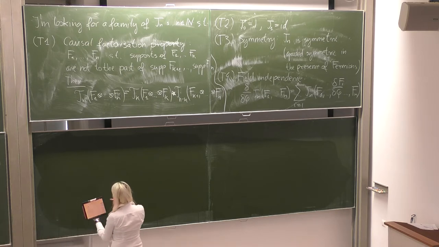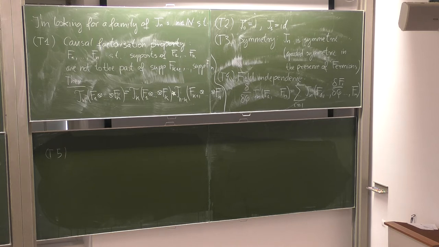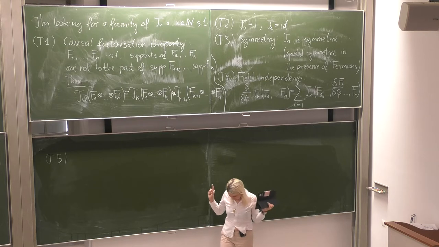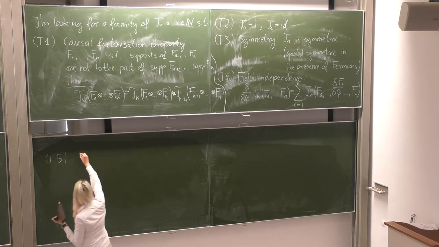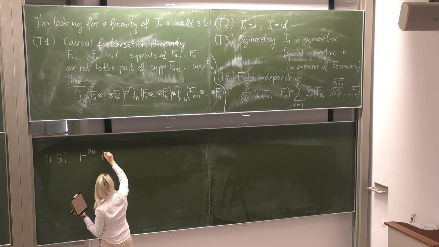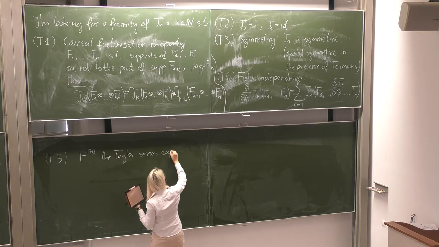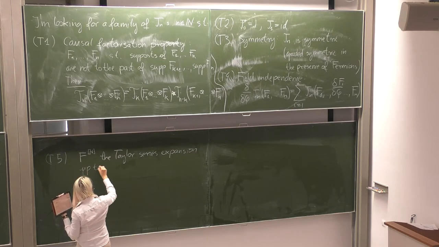That's T4, T5. Slightly technical. So we are working with formal power series, which maybe is not apparent, but we want a certain behavior of these functions, some consistency between the Taylor expansion and this formal power series. So let me denote by F_n the Taylor series expansion up to order n.